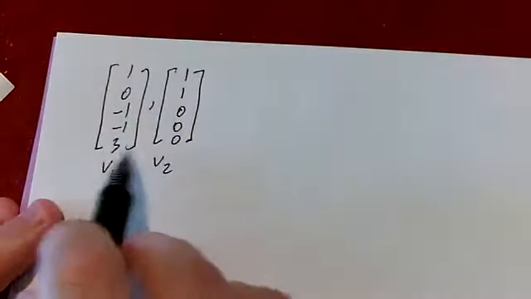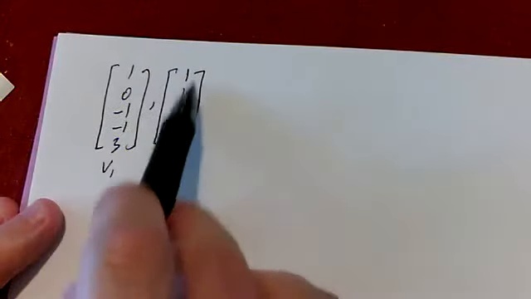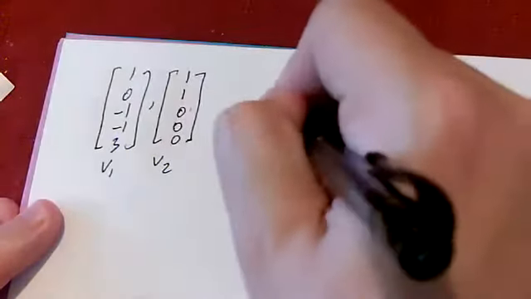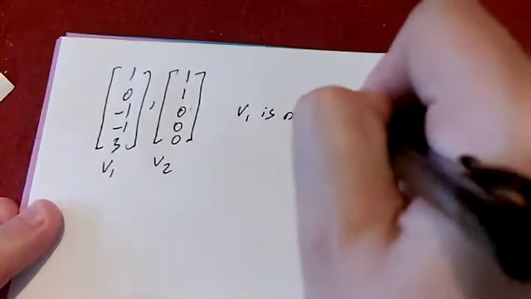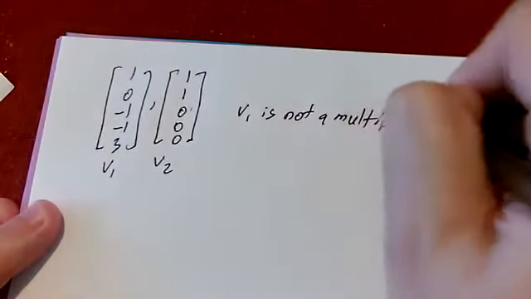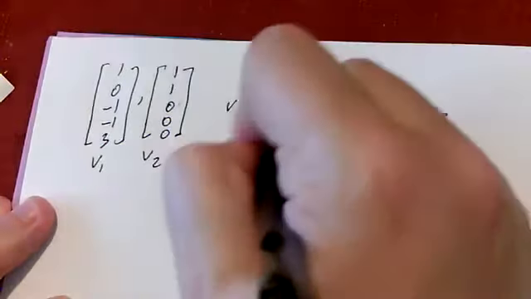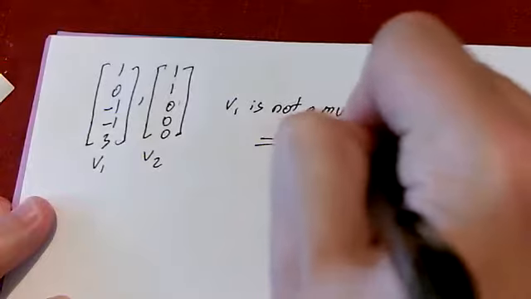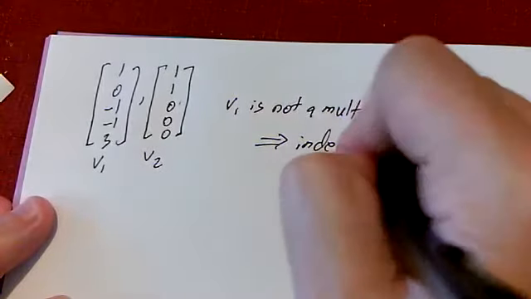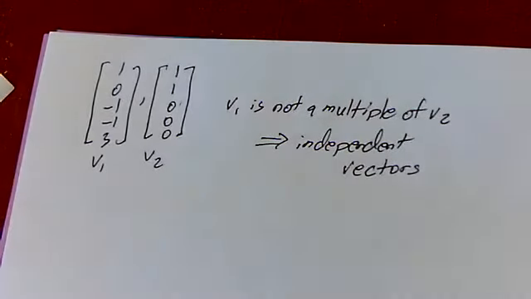I'll take two vectors here in R5. As I look at these two vectors, V1 and V2, clearly there is nothing I can multiply V1 by to get V2. So V1 is not a multiple of V2. And when that's the case, you have independence. You have independent vectors or linearly independent vectors, or linearly independent columns if you wrote it as a matrix. So two vectors is the nicest case. Well, one vector is the nicest case. Two vectors is next nicest.